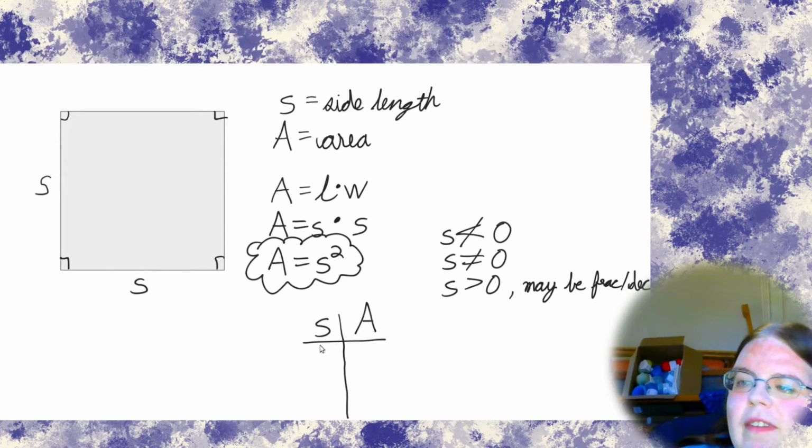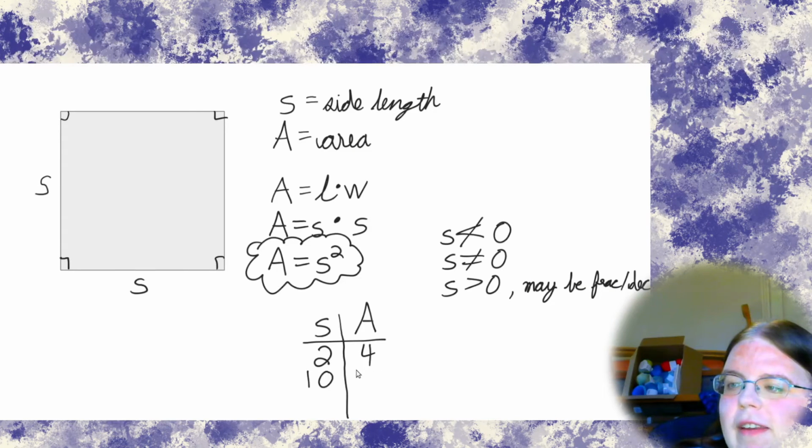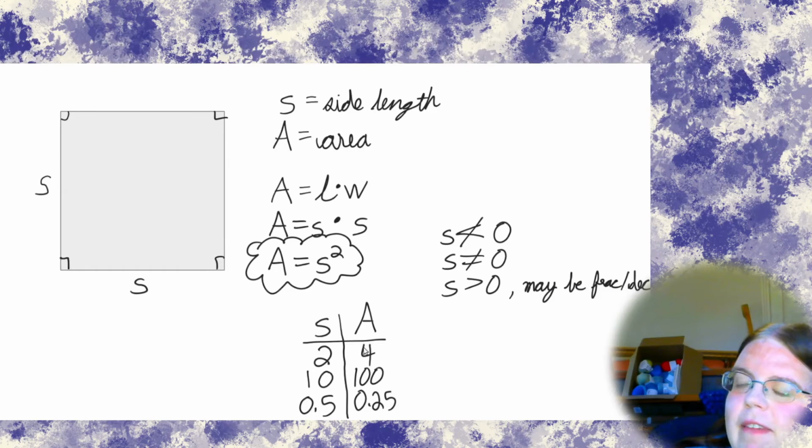So we know that the side length could be, for example, 2, and then the area would be, well, let's see, 2 squared, so 2 times 2 is 4. The side length could also be 10, so 10 squared, 10 times 10, is 100. The side length could also be 0.5. 0.5 squared is 0.25.